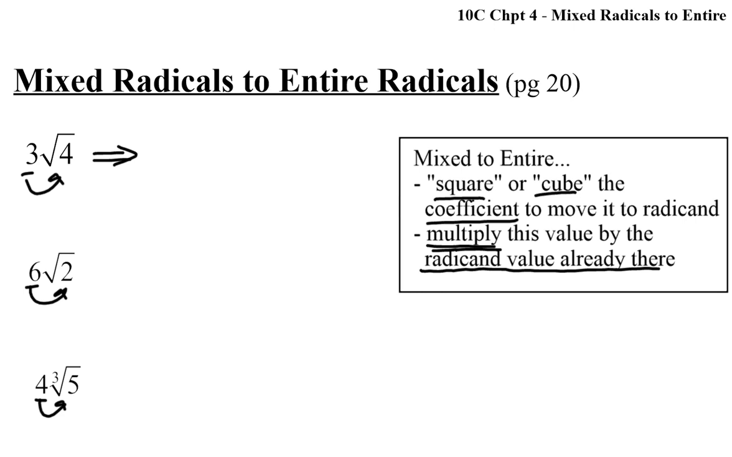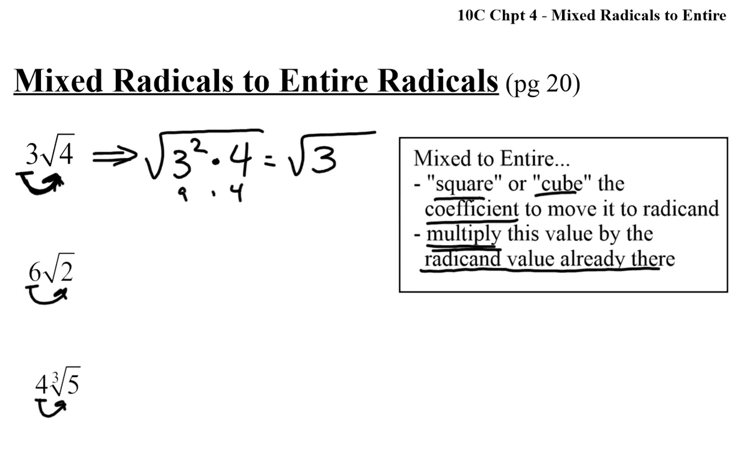So I have 3 square root 4. If I want that 3 to go back under, I need to square it and then multiply by the radicand that's there. 3 squared is 9. 9 times 4. So we end up with square root 36. There you go.